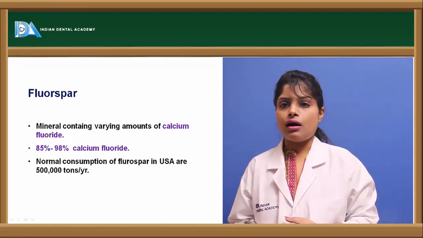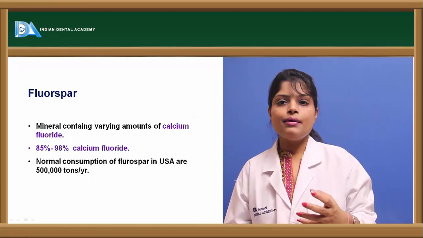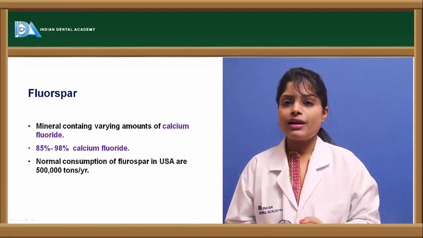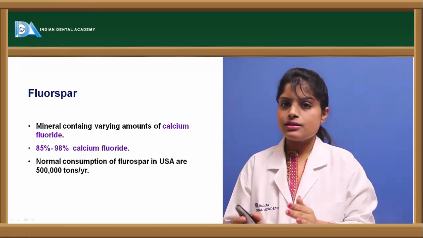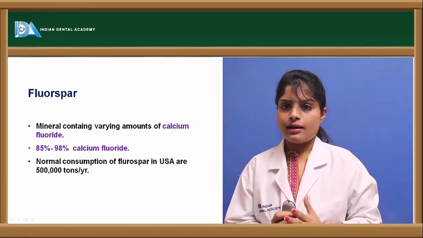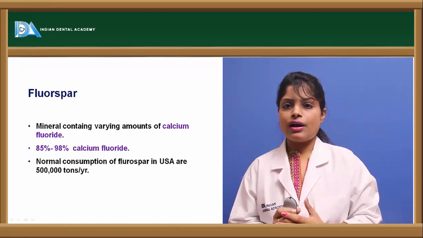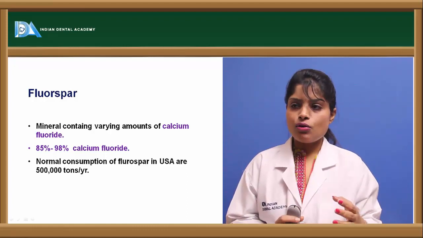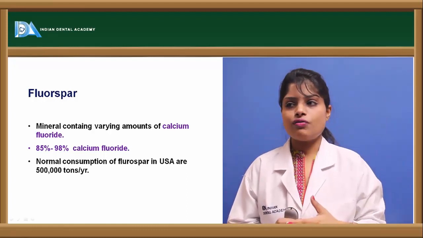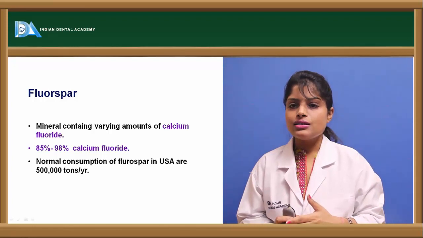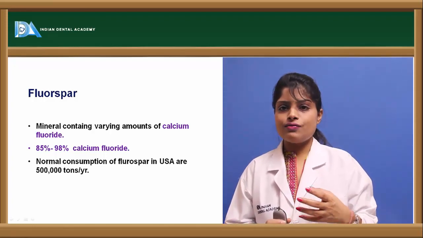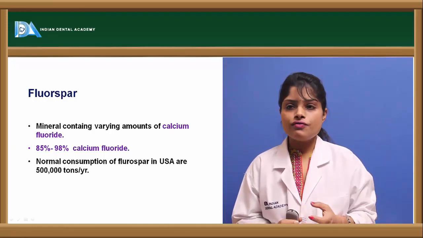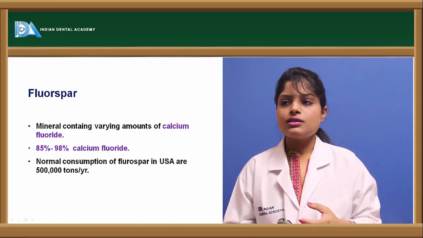Now what is fluorspar? Fluorspar is basically a mineral which contains high amounts of calcium fluoride. Calcium fluoride is a compound of fluoride, and after ionizing calcium fluoride, fluoride can be released in free form. It contains about 85 to 98% of calcium fluoride, and the normal consumption of calcium fluoride was found to be high in the US, that is 50 lakh tons per year.